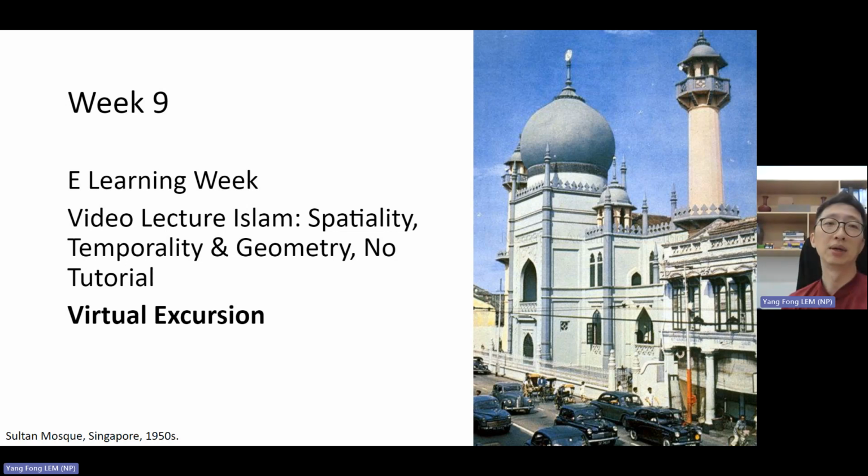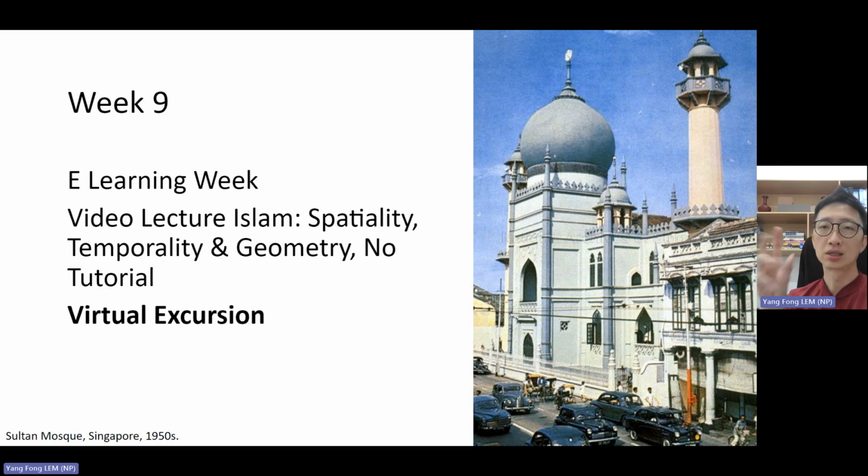I'll think about it, maybe even for case studies. We can use virtual excursions. But the details, I think we'll work on it. So stay updated. Stay tuned to Brightspace for the updates.